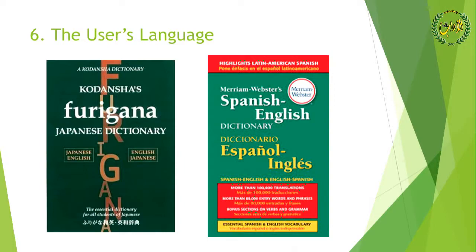As you can see here, the first book is a Japanese dictionary. So it is written for two groups of people who speak two different languages. Also a Spanish-English dictionary. This is a dictionary written for two groups of people who speak two different languages, which are Spanish and English.